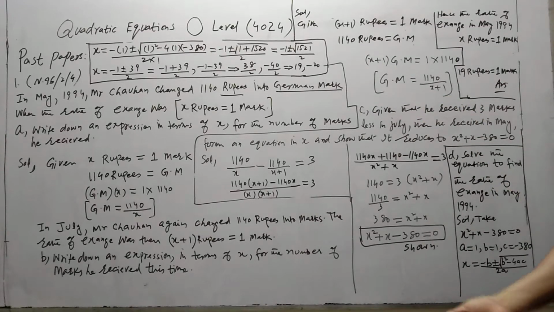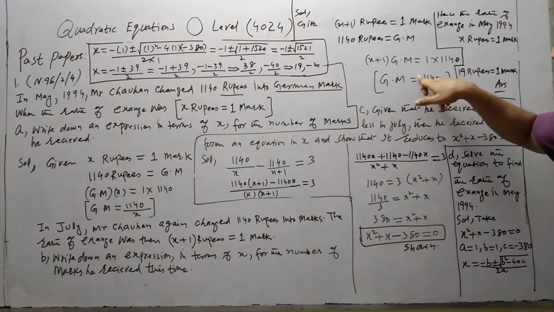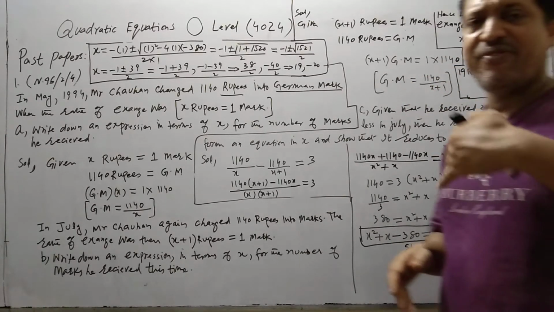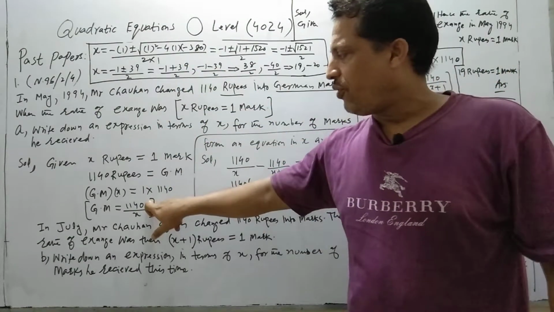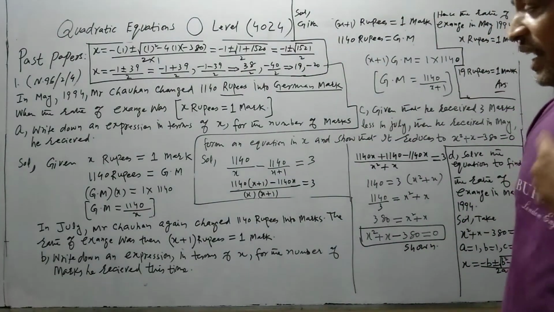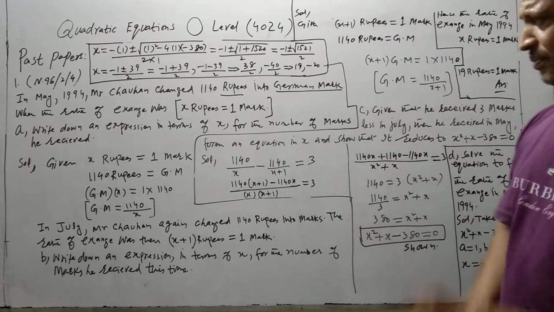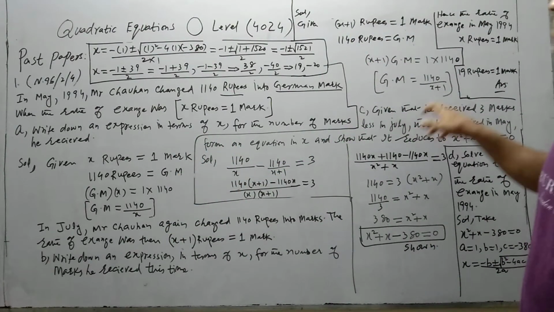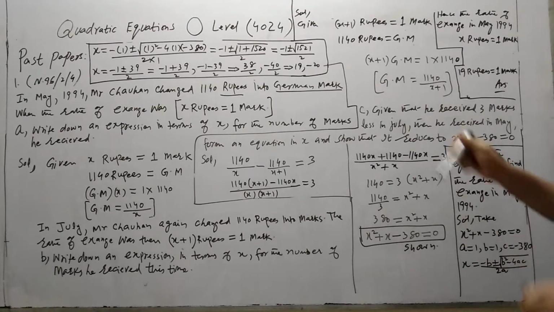So we can say that in July he has 1140 upon x plus 1 German marks. If we exchange 1140 rupees in May, he gets 1140 upon x marks, and in July he gets 1140 upon x plus 1 marks. So this is the answer of part A. This is the answer of part B. Hope you understand. Come to part C.